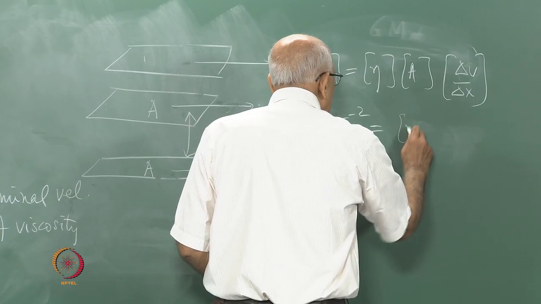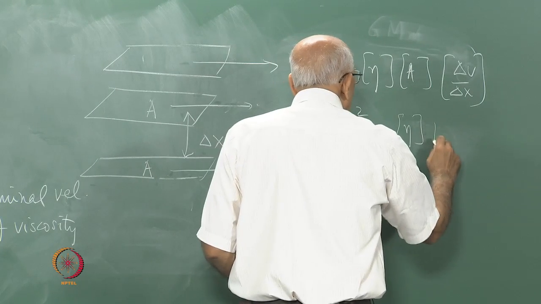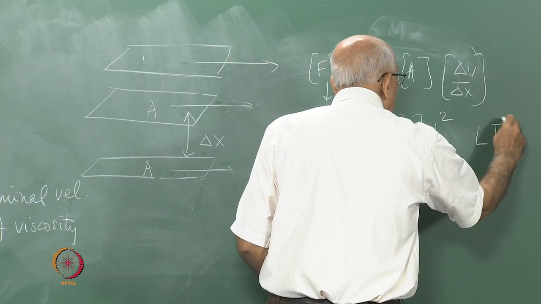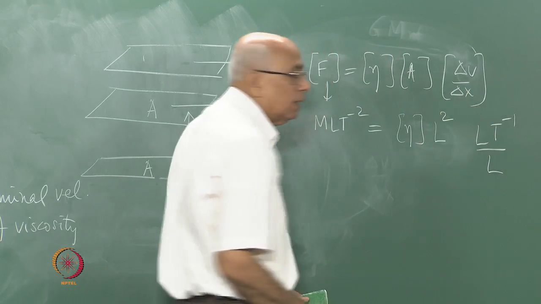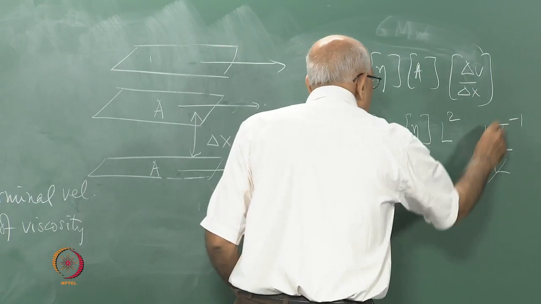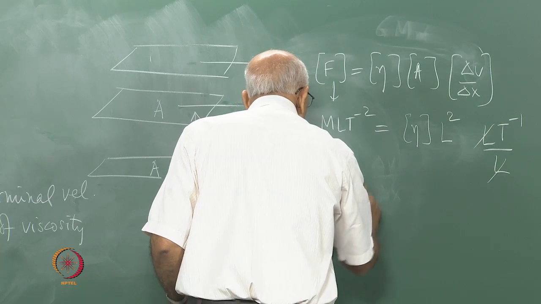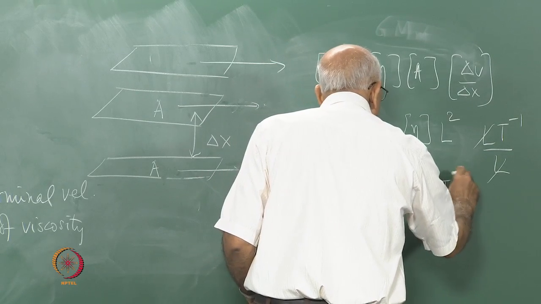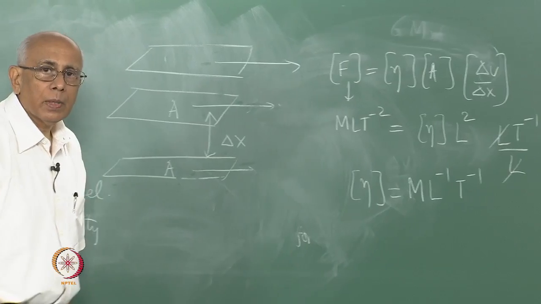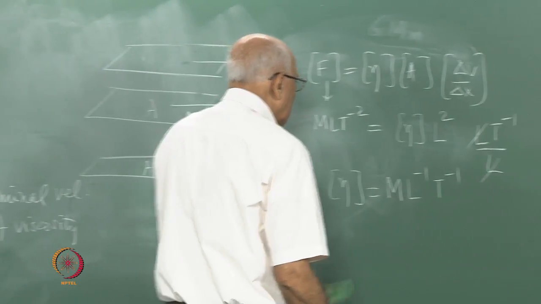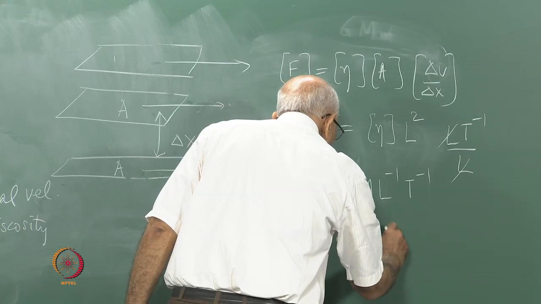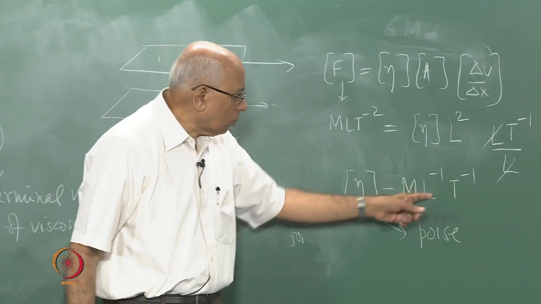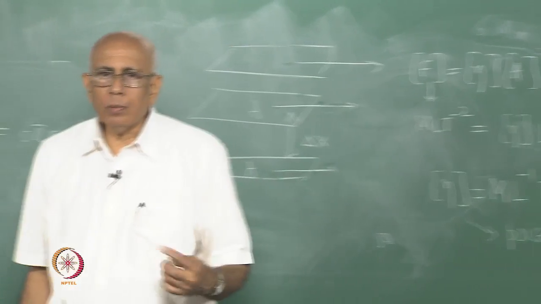And that is equal to the physical dimensions of eta multiplied by the dimensions of A, which is an area, L squared. Delta V is L t inverse divided by delta x, which is L itself. So, this cancels out and you are left with the statement that eta must have dimensions m, and then this goes there, becomes L inverse and T inverse. Okay. And it is measured in standard international units in poise. That is the unit. So, when m is 1 kilogram, this is 1 meter, and that is 1 second, this is 1 poise. Okay.